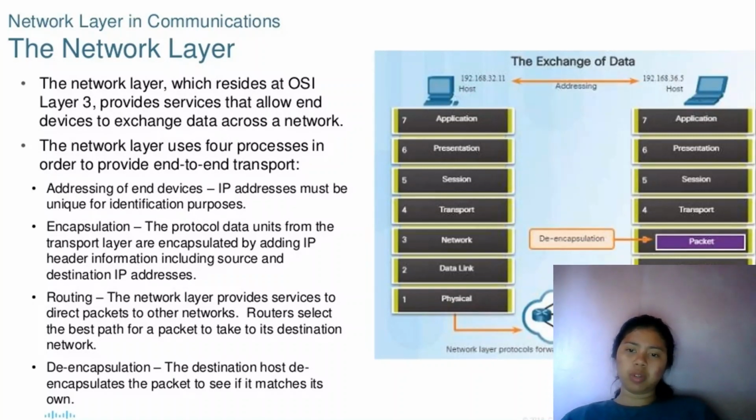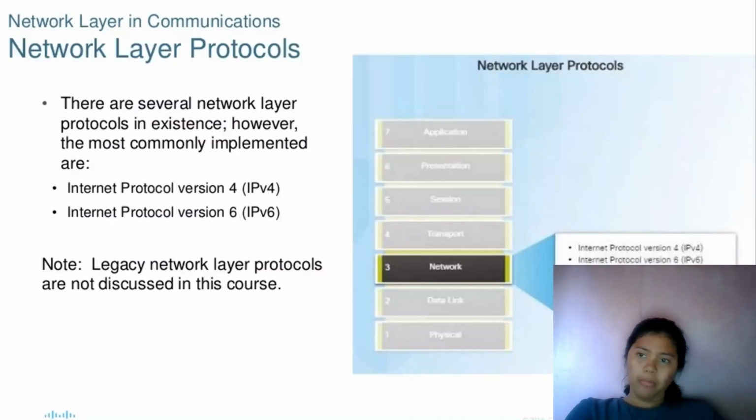Encapsulation: the protocol data units from the transport layer are encapsulated by adding IP header information, including source and destination IP address. De-encapsulation is when the destination host examines the packet to see if it matches its own address.